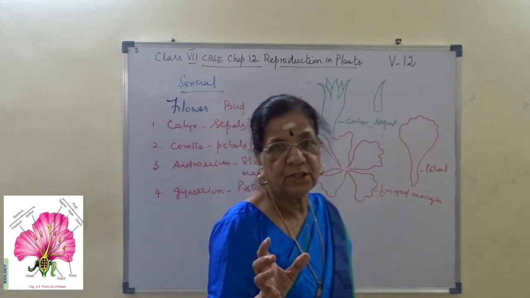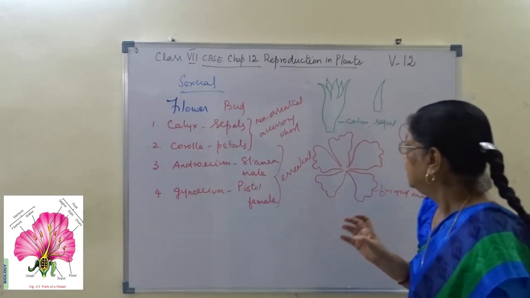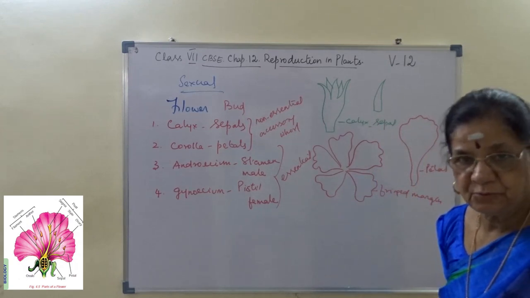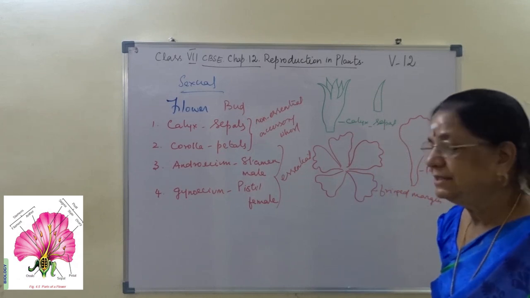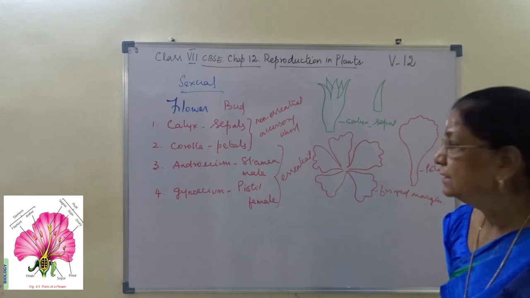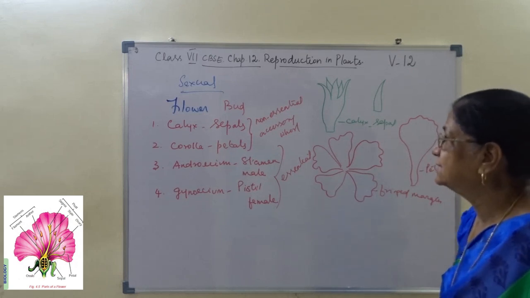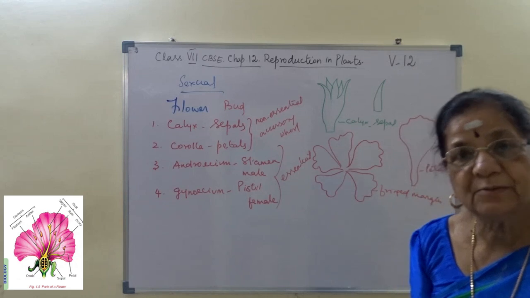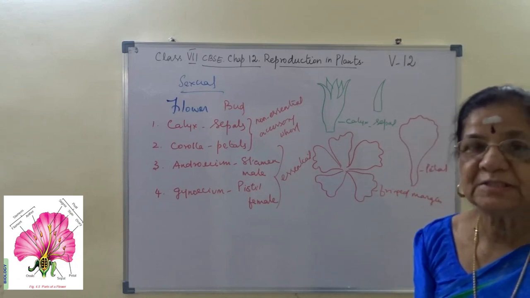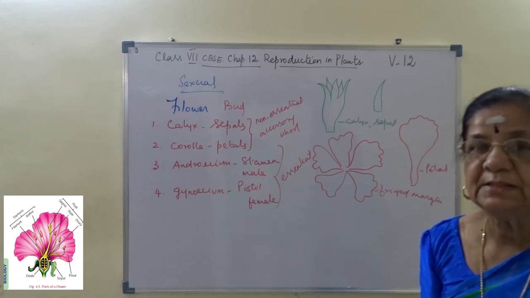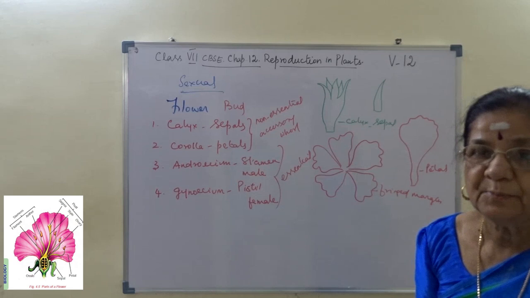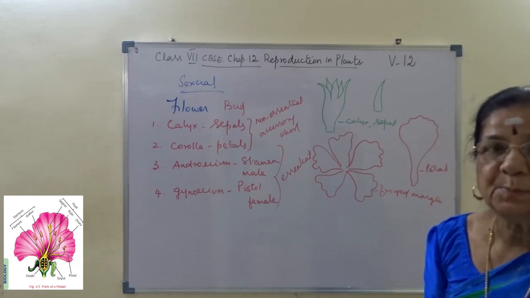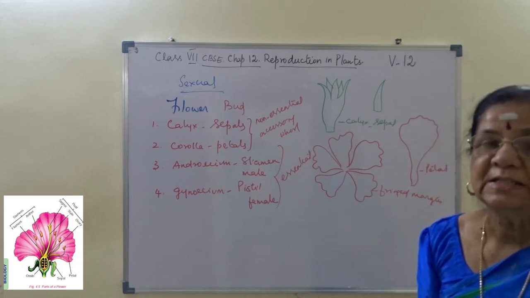Parts of the flower are calyx formed of sepals, corolla formed of petals, androecium, the stamen, which is the male part of the flower, and gynoecium, the pistil, which is the female part of the flower. Calyx and corolla are the non-essential or accessory whorls. They should be present in the flower, but are not a must. They are helpful in attracting the insects. These petals are beautifully colored and attract the insects. In the same way, sepals will protect the buds.